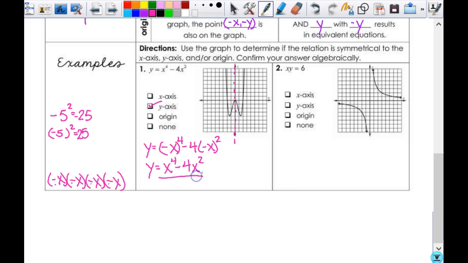Is this equivalent to this? Yes. And so, bam, I just showed that those are equivalent equations. Okay? Does that make sense to you? Any questions at this point? Okay.